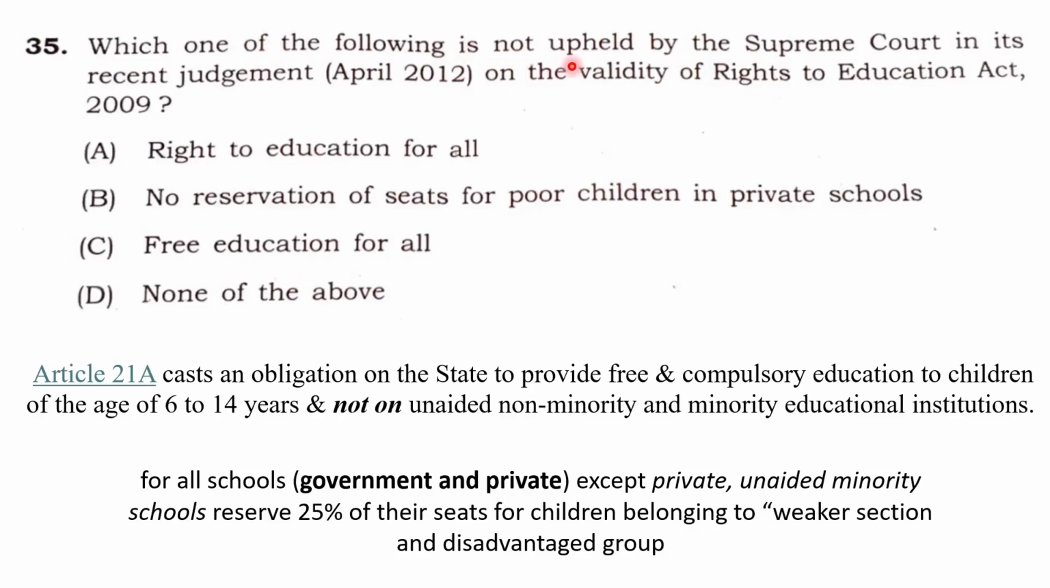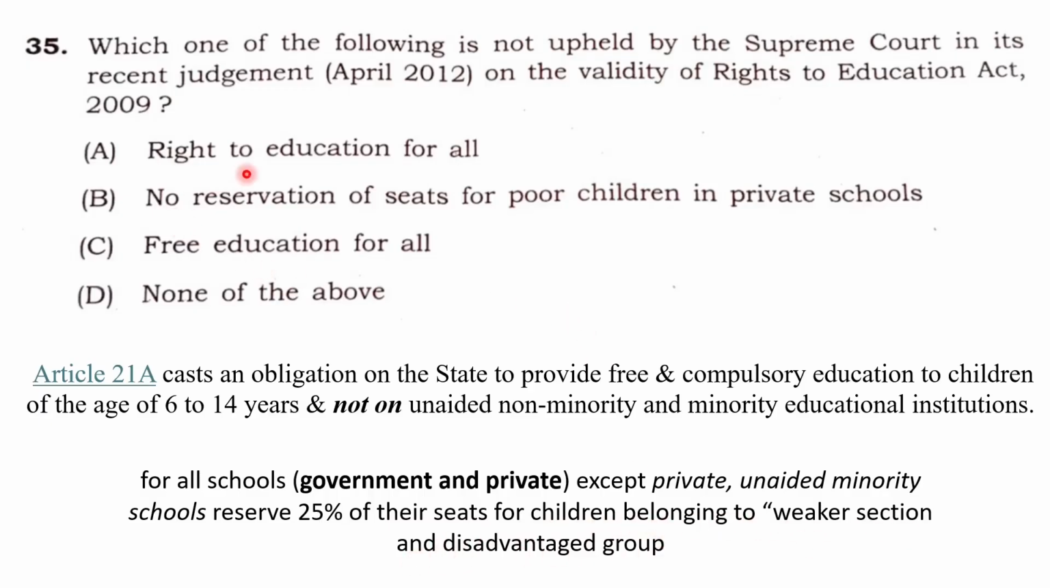One of the following is not upheld by the Supreme Court in its judgment of April 2012 based on the Right to Education, RTE 2009. So we know that right to education suggests that the states are obligated to provide free and compulsory education to children of age 6 to 14, Sarva Shiksha, and not on unaided non-minority and minority educational institutions. Also, the right to education suggests that all schools except private ones have to reserve 25% of the seats for children belonging to weaker section and disadvantaged group.